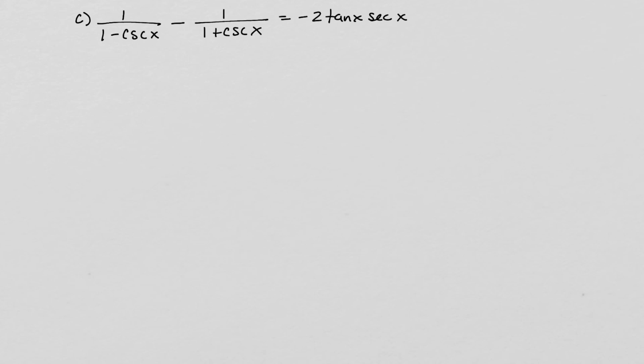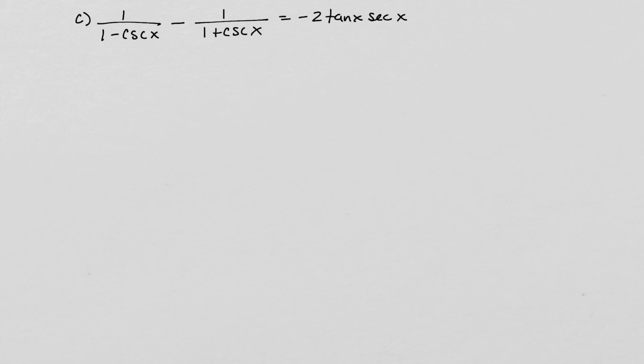Okay. So, again, I'm starting with the left-hand side. I want the left-hand side to turn into the right-hand side. The left-hand side happens to have two fractions, and the right-hand side has no fractions. So probably a good place to start would be to put the two fractions together. And we already talked about how to put two fractions together: you have to have a common denominator. I have 1 minus cosecant x, and I have 1 plus cosecant x. So the common denominator is going to be those two things multiplied together.